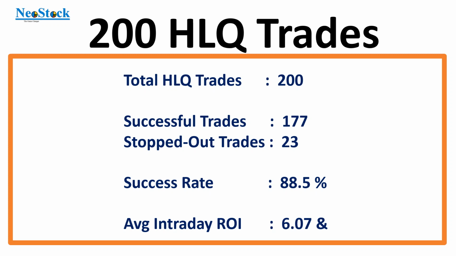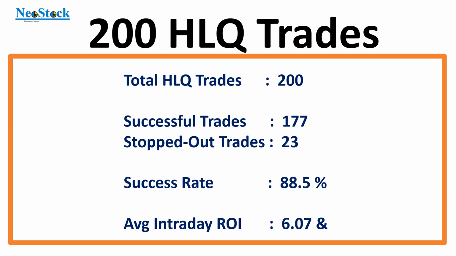And the success rate is 88.5%. At the time when I developed the algorithm for high liquidity zones, my objective was that these zones should have a minimum of 80% success rate. So we are within the objective I set while developing this algorithm. After completion of 200 high liquidity zone trades, we have a success rate of about 88.5%. That is excellent. We can say it is close to 90%, but not exactly. So the exact figure is 88.5%.